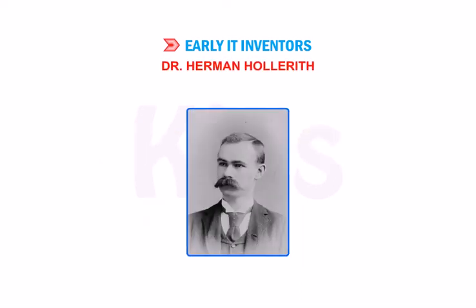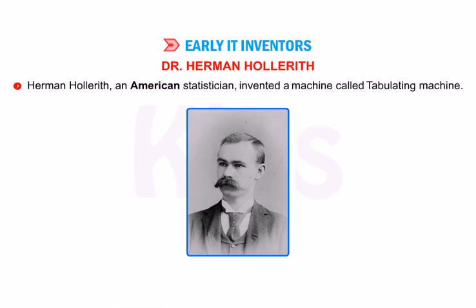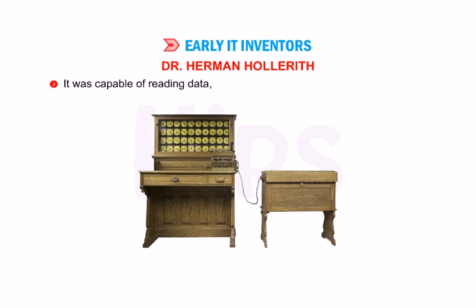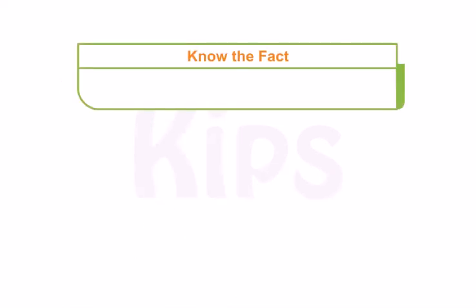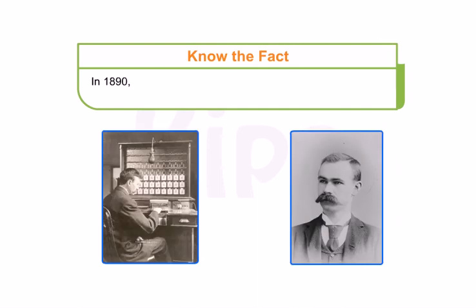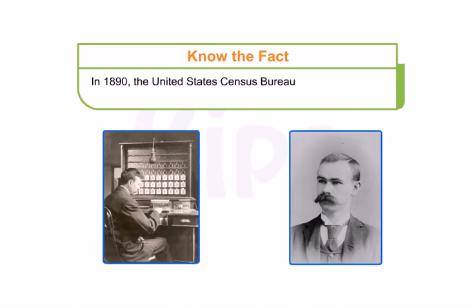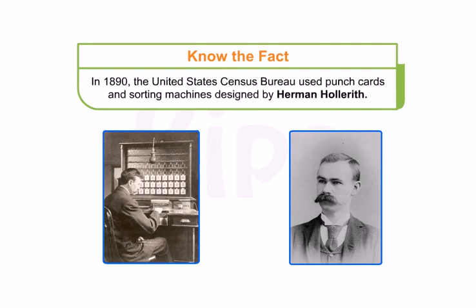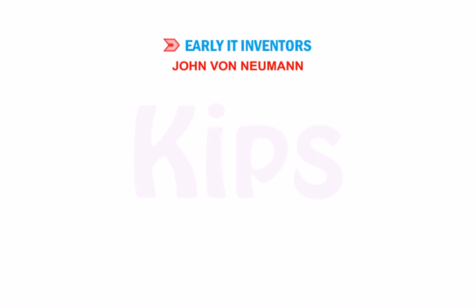Students, have you heard about Dr. Herman Hollerith? Herman Hollerith, an American statistician, invented a machine called the tabulating machine. It was capable of reading data, processing it, and giving the desired output. The input was given through punched cards. The punched cards were used to record and store data or information. Okay, students, note the fact that in 1890, the United States Census Bureau used punch cards and sorting machines designed by Herman Hollerith.